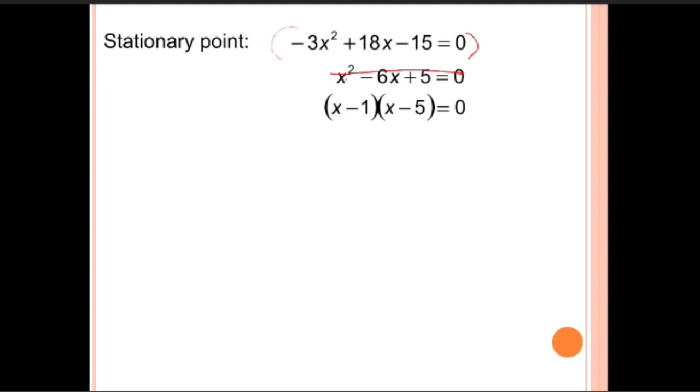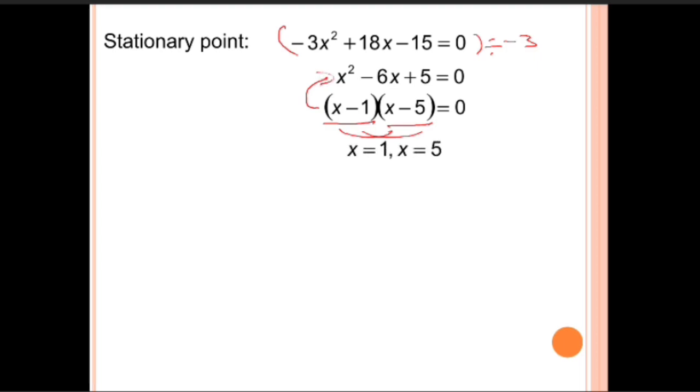So if you don't write this step, make sure you write a negative 3 in front so that it's equal to the original question. But if you don't want to do that, you can also simply just divide everything with negative 3, simplify it first before you factorize and press your calculator to get these two values. Because after you expand these two factors, you will get the one that you have simplified.